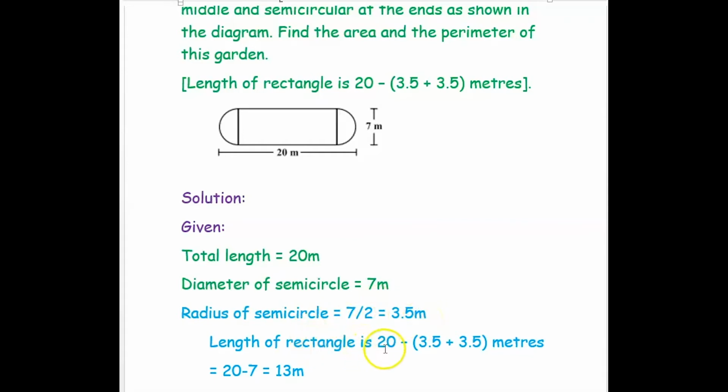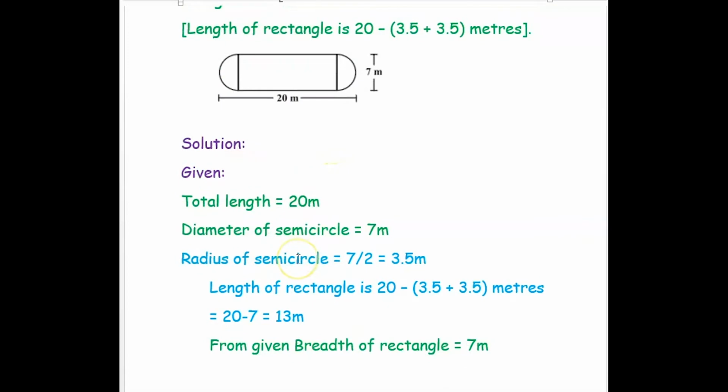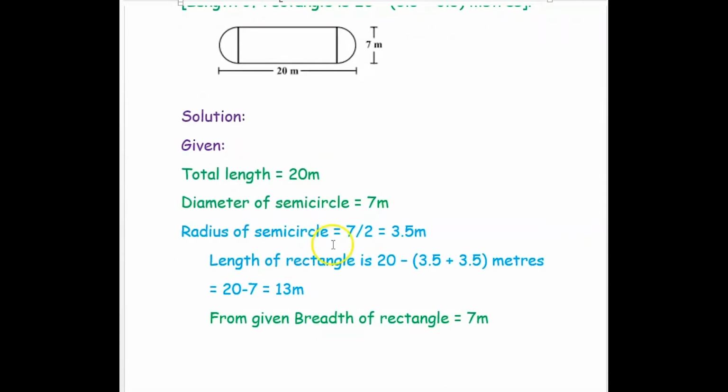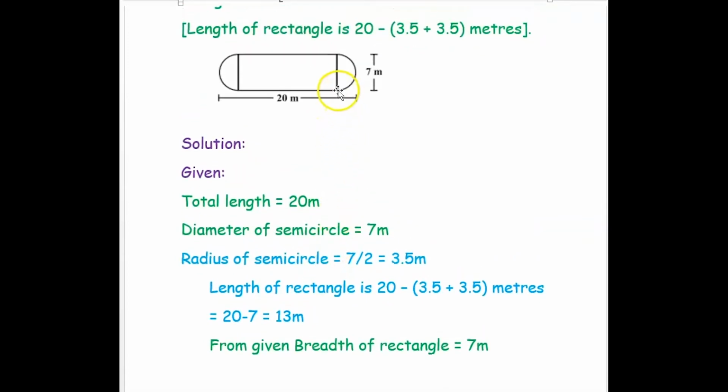So the total length is 20, minus 3.5 on this side and 3.5 on this side. So 3.5 plus 3.5 is 7. So 20 minus 7 is 13 meter. So this length alone is 13 meter. From the figure, the breadth of the rectangle is 7 meter, because it becomes the breadth of the rectangle and, at the same time, the diameter of the semicircle.